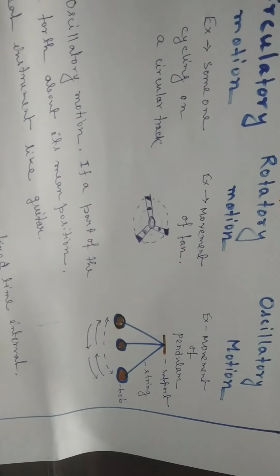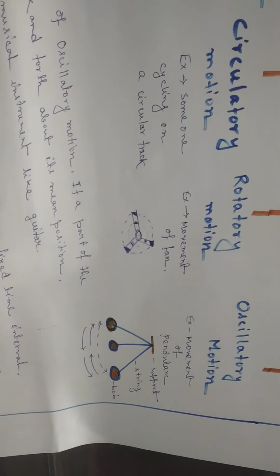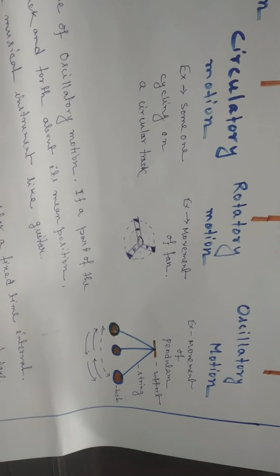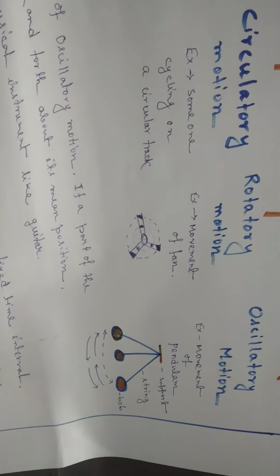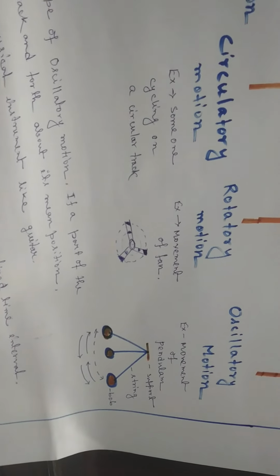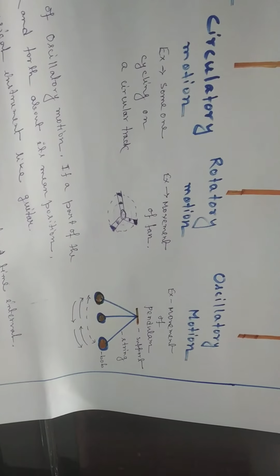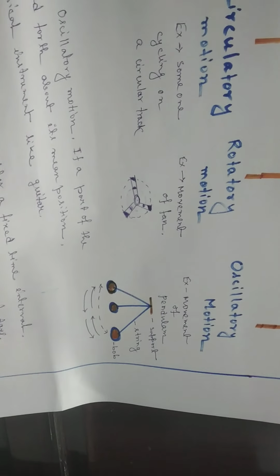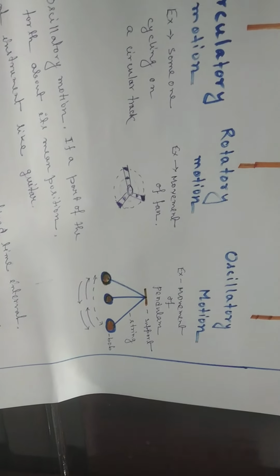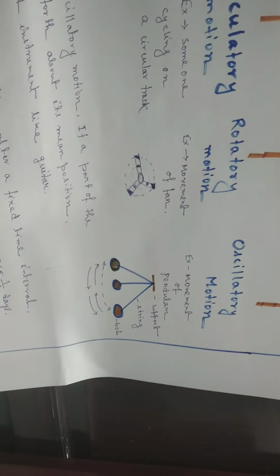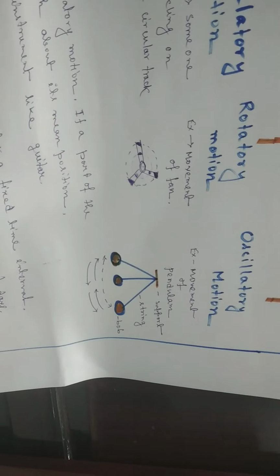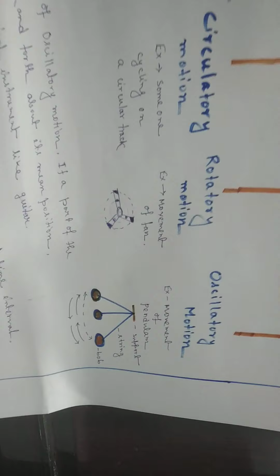Okay, so this is called rotatory motion. So what is the difference between circulatory motion and rotatory motion? In circulatory motion, every part of the object follows the same circle, but in rotatory motion, different parts of the object follow different circular paths. This is the difference between circulatory motion and rotatory motion.